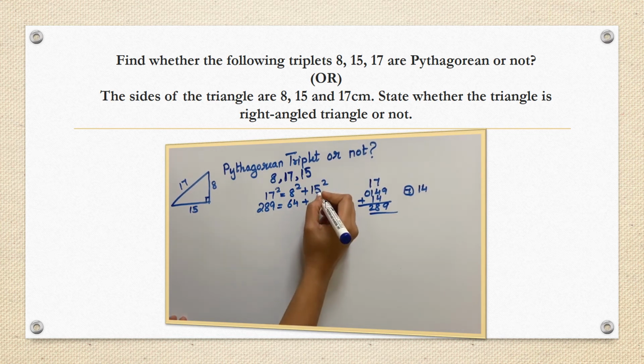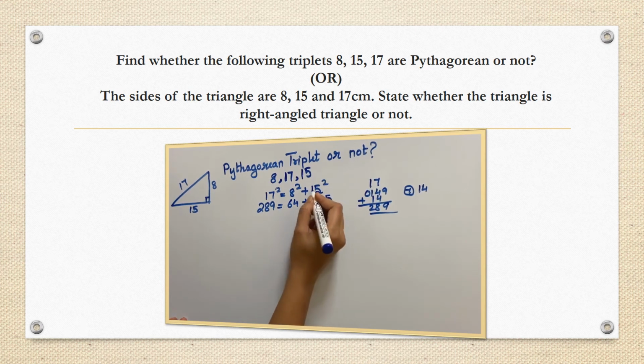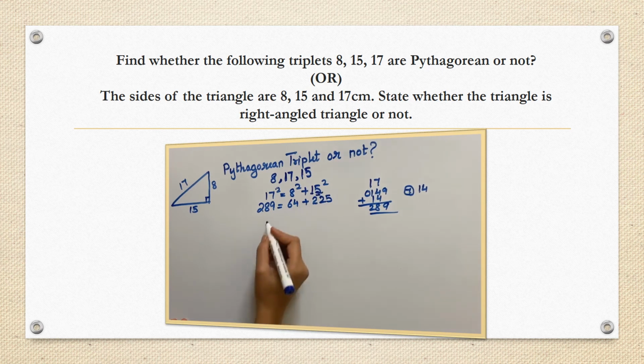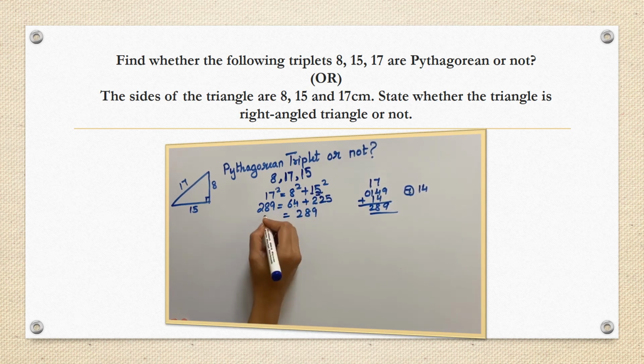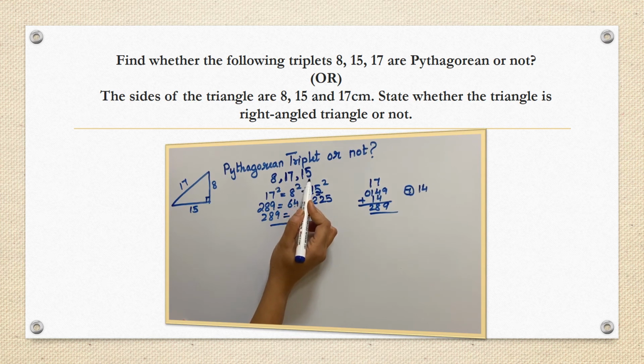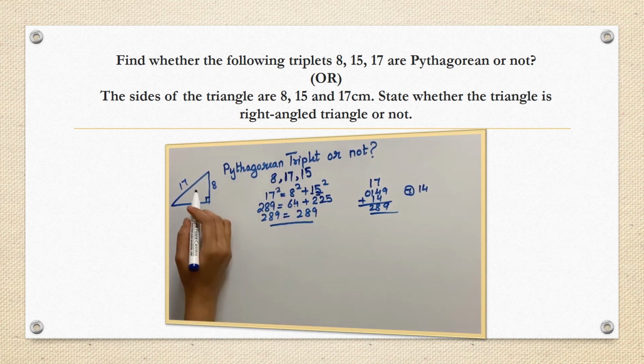To find 15 square, take this 5 and find the square of 5, 25. Then take this 1 and multiply it with the next consecutive number 2. 1 into 2, 2. So 15 square is 225. Then add 225 and 64, 289. They are equal. So it means that these three numbers 8, 17 and 15 are a Pythagorean triplet, and it forms a right angle triangle.